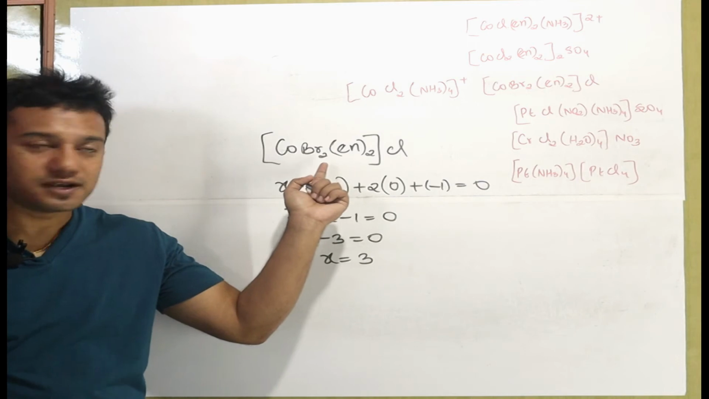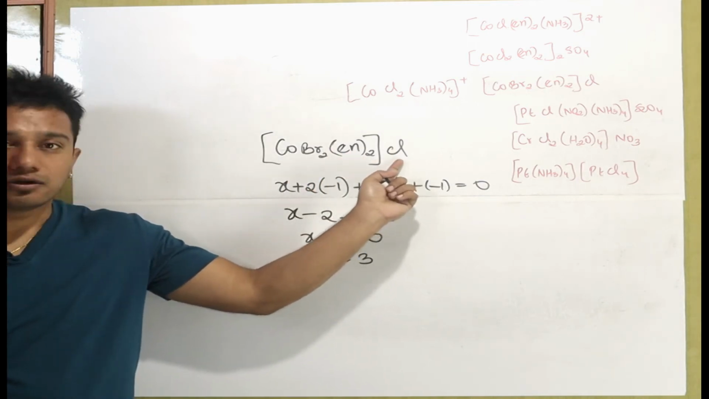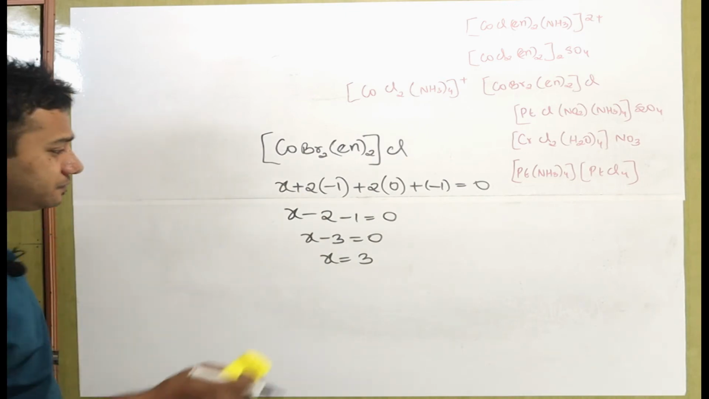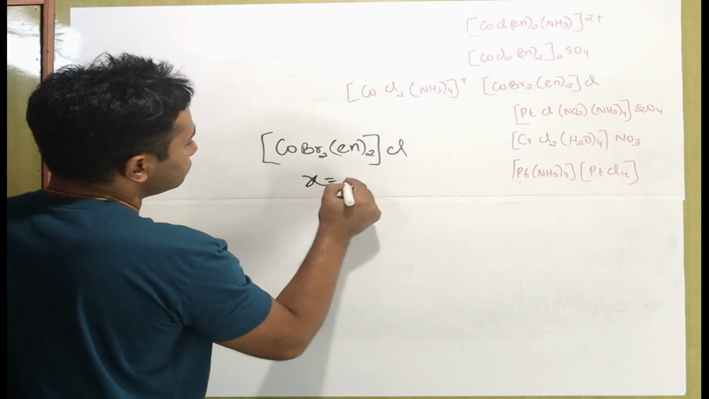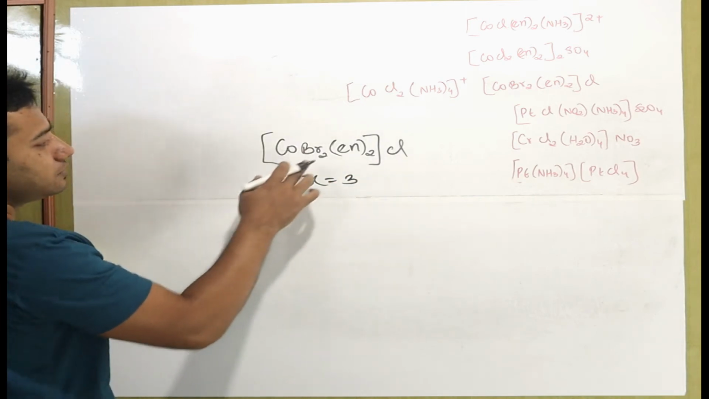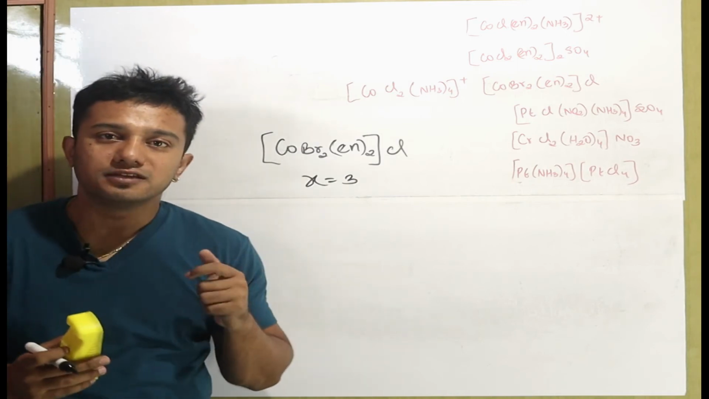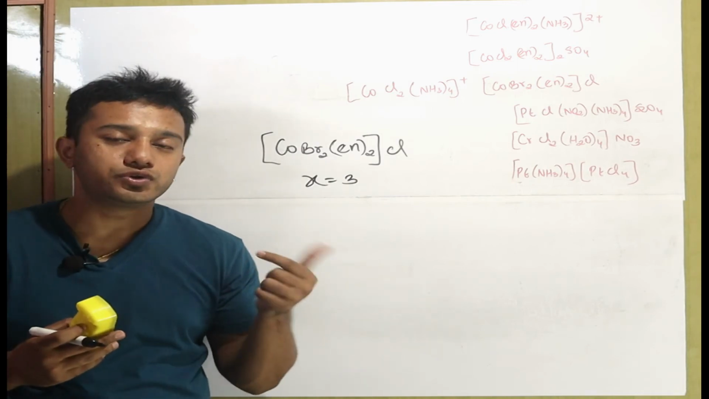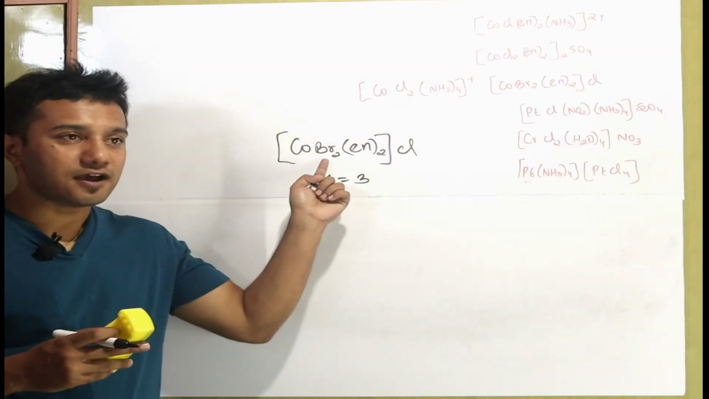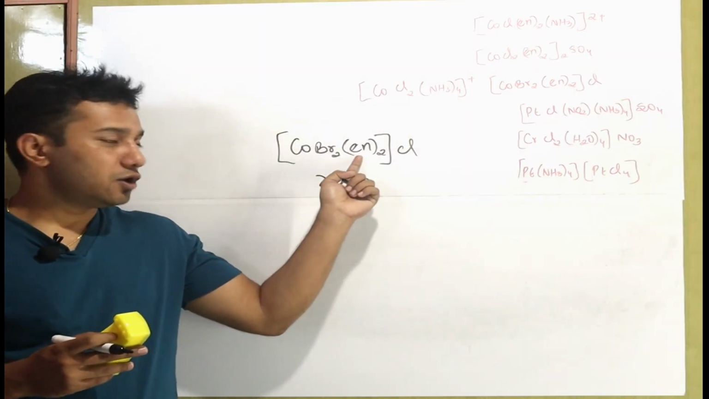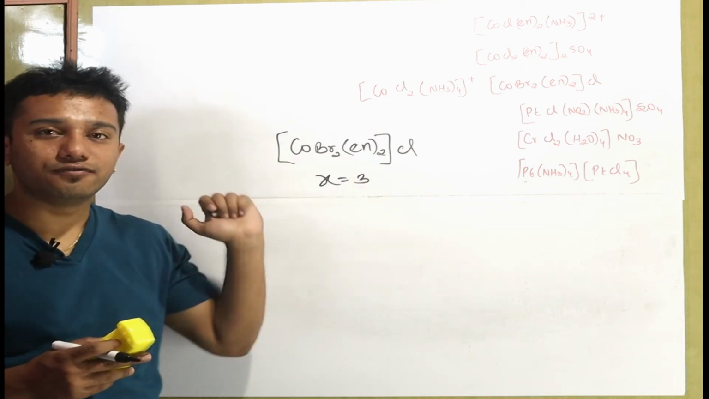Bromine, charge of bromine is minus 1. En, ethylene diamine is 0. And chlorine is minus 1. X is equal to 3. So now we shall write the name. So we have 2 ligands out here. As I've said earlier, if there are 2 or 3 ligands, it shall go with the alphabetical order. So out here we have bromide B, and out here ethylene diamine E. B and E. So B shall go first.